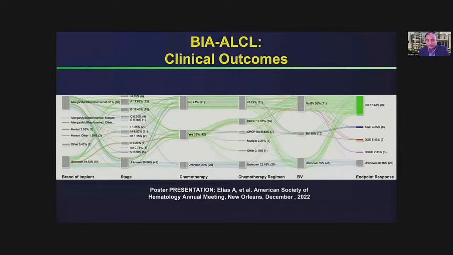This is just an experience presented by one of our medical students, Alexandra Elias, at the American Society of Hematology annual meeting in New Orleans, December 2022, where we looked at about 100 odd patients, and fortunately only a few of them had to undergo chemotherapy, and the overall outcomes, as you can see in the Sankey plot on the right-hand side, are pretty good. Even though the responses are in the range of 90%, there are a few patients who went on to have this response only with chemotherapy.